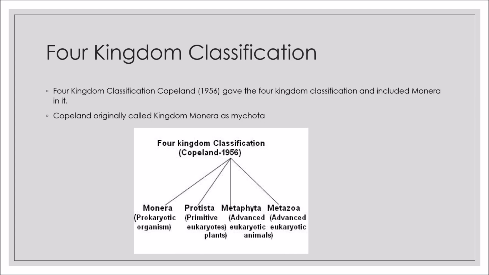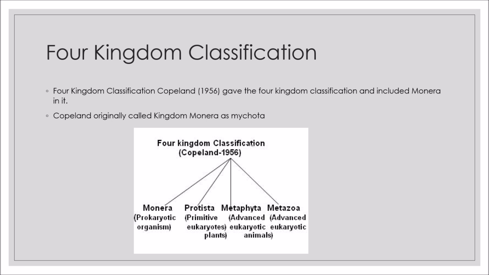Next is four kingdom classification. This was first given by Copeland in 1956. He gave the four kingdom classification and included Monera along with Protista. Copeland originally called kingdom Monera Mycota. As you can see, this four kingdom classification is divided into Monera, Protista, Metaphyta and Metazoa.